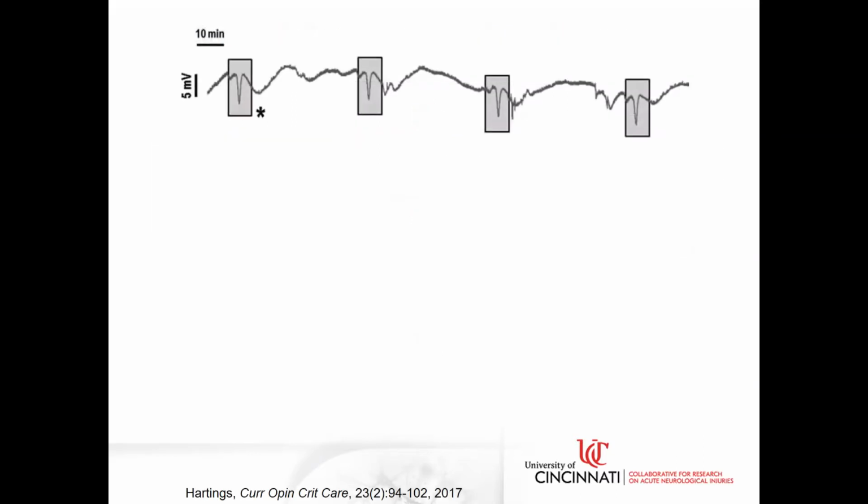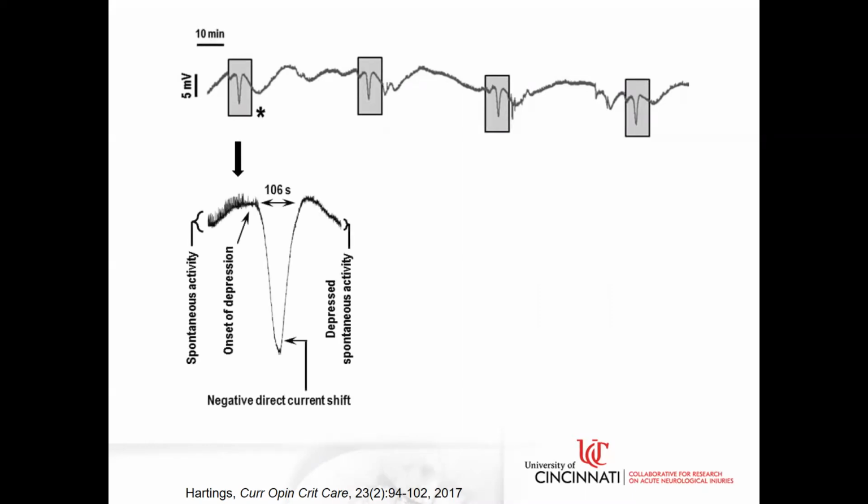And to illustrate how these methods relate to each other, here we show a full band recording of 4 spreading depolarizations occurring over several hours on that large amplitude scale. And so we can look at one of these depolarizations in greater detail and see, we recognize the negative direct current shift or slow potential.